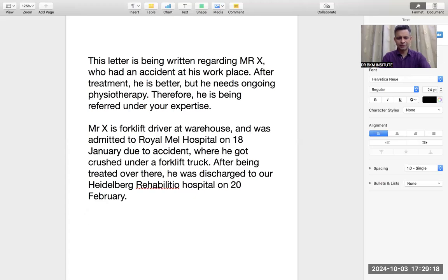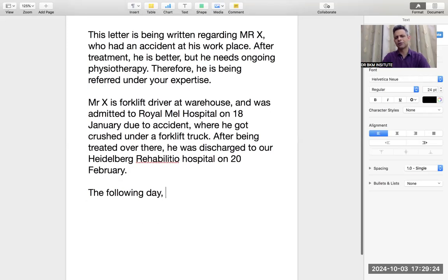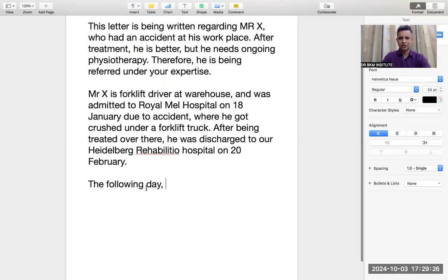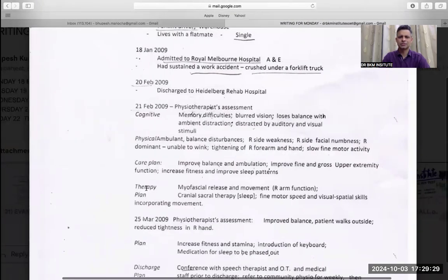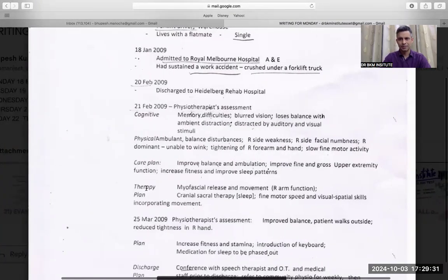On 21st February, that means the following day. This is the best way of writing the next day or subsequent day. The following day is the best. But again, if you're using anything from me, like following, followed by, if you're 100% sure, then use it. Otherwise, simply say next. Don't change just because you're learning from me.